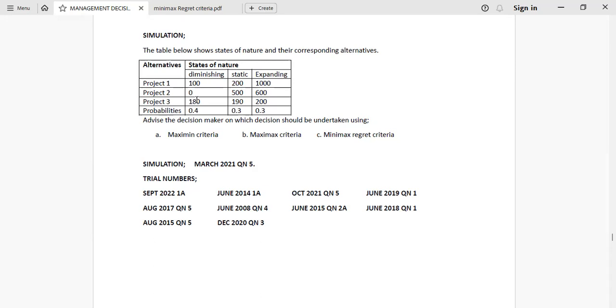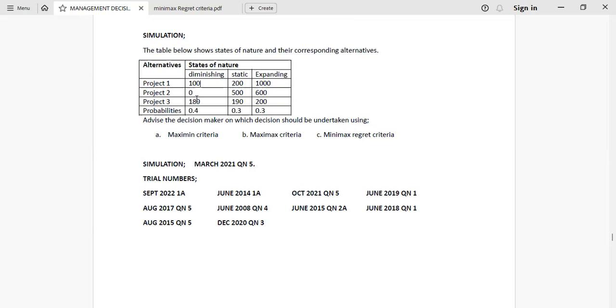So the challenge now is, how do we get the regret? Because under diminishing, we would have gotten 180 if we had chosen to go with the maximum value. But you find under project 2, we got a 0. Under project 3, we got 100. So the question is, how much are we regretting? Or how much did we fail to earn? Because the maximum would have been 180. In other words, in project 2, we would have gotten 180. Even this one would have gotten 180, if we had anticipated to have the highest.